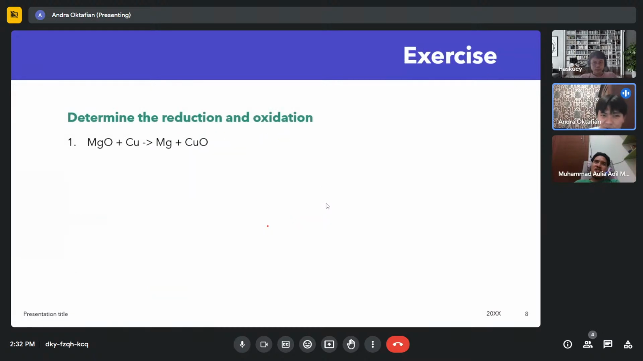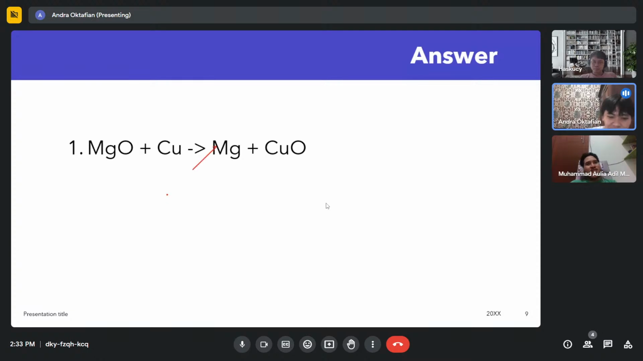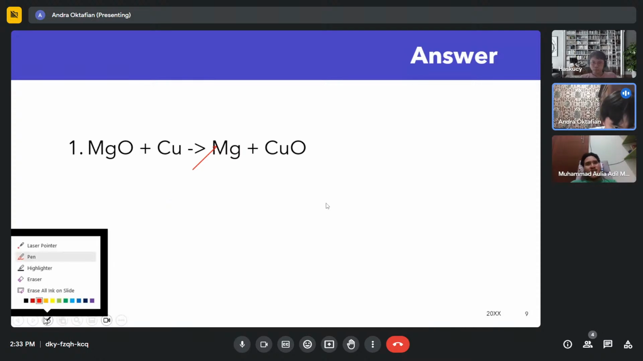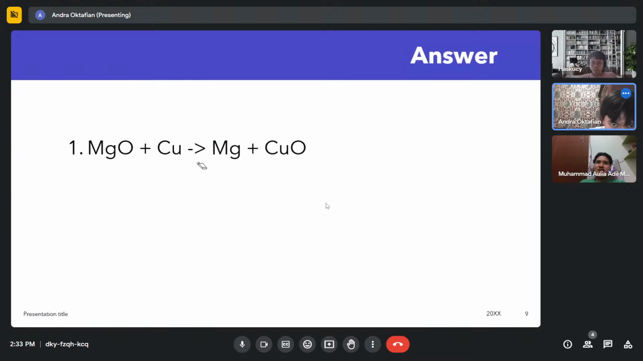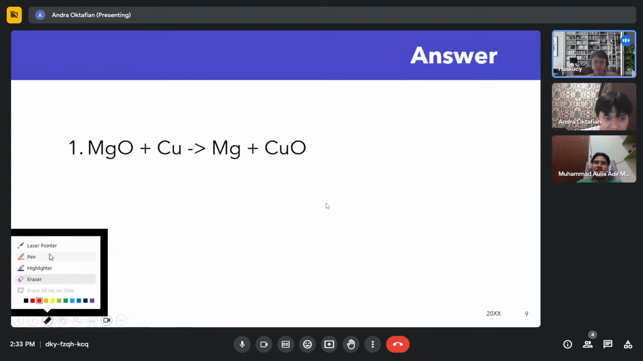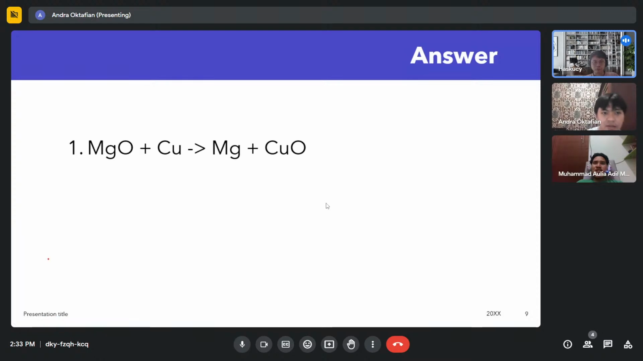All right, next. Determine the oxidation numbers for these reactions. First we should determine the biloks. Beforehand, I would like to erase the mistake first. So we use oxygen first, right? Since we know oxygen is minus 2, then magnesium should be plus 2, right? Basically the Mg in the resulting reaction should be plus 2.